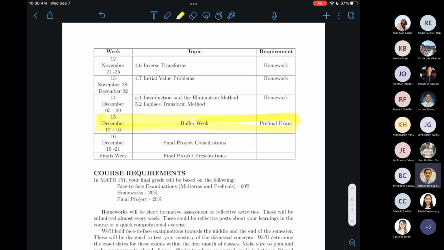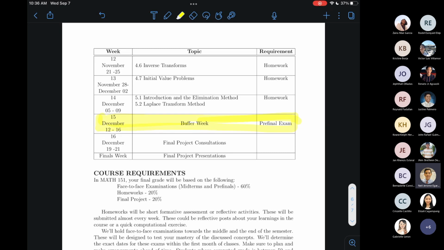Keith, do you have a question? Or nakalimutan lang ibaba? Okay, yeah, no, okay. So now let's see.